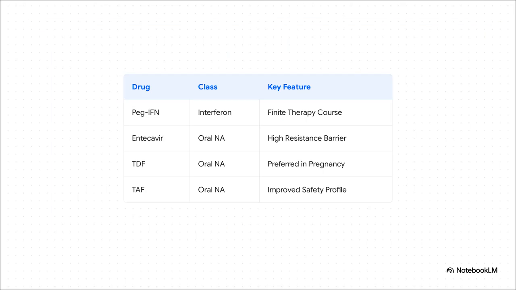So here's our modern toolkit. We have entecavir, TDF, and now TAF as our go-to oral meds. Pegylated interferon is another option. It's a finite course, which is nice. But honestly, the daily pills are what we use most of the time.